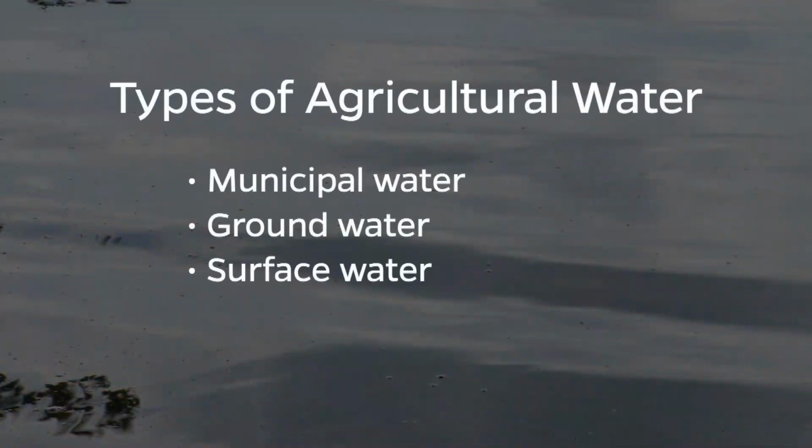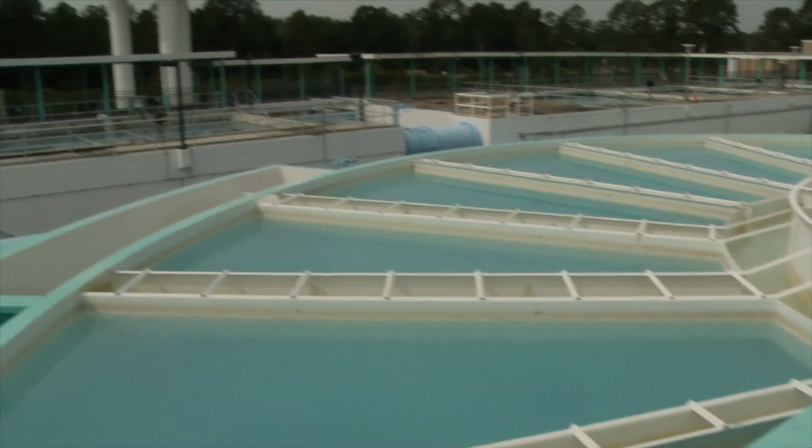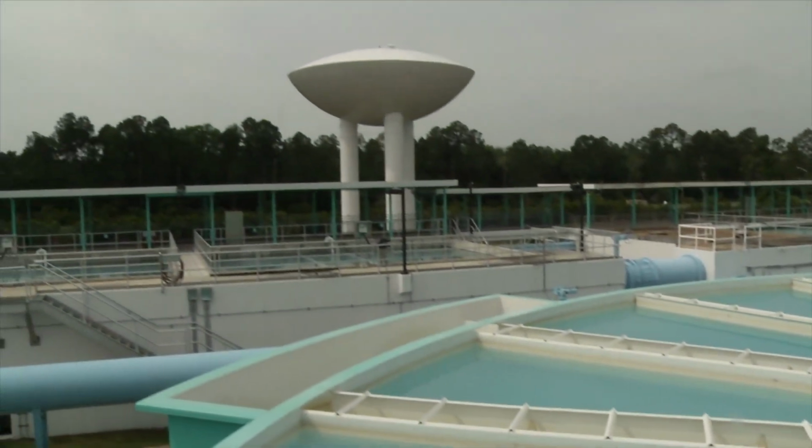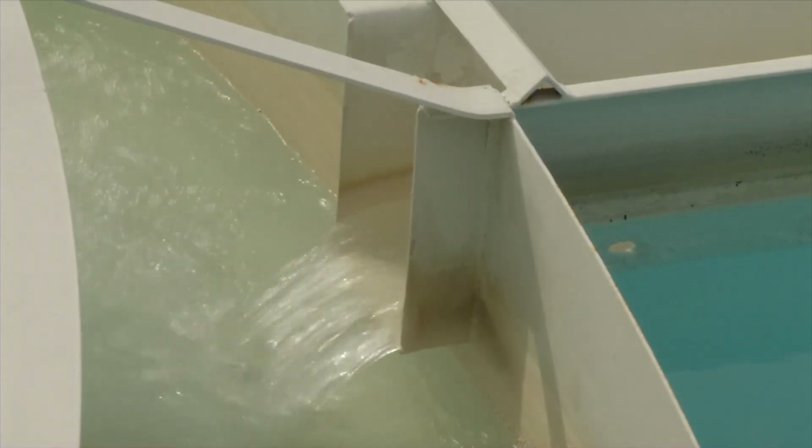The Produce Safety Rule defines 3 types of water sources: municipal, ground, and surface, that might be used by growers and that meet the definition of agricultural water. Municipal, or drinking water, is water that has already been treated to meet drinking water standards and is generally considered the lowest risk water source.